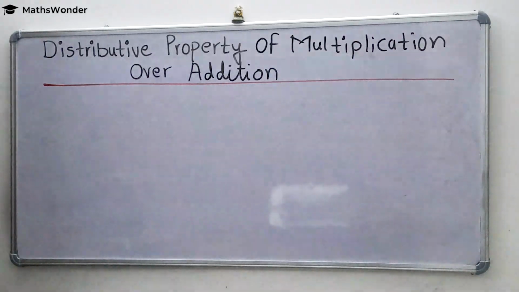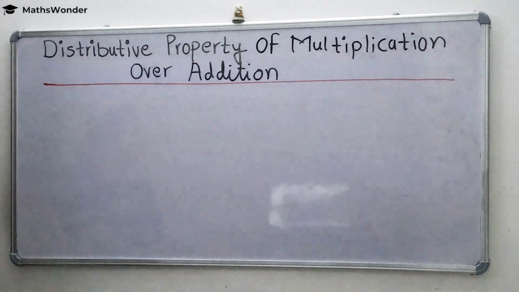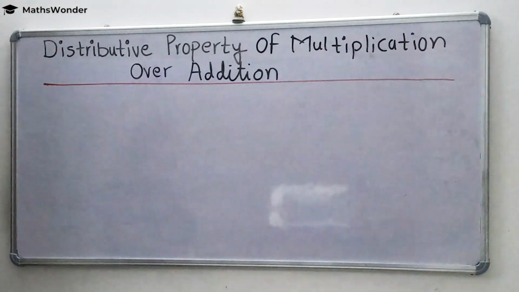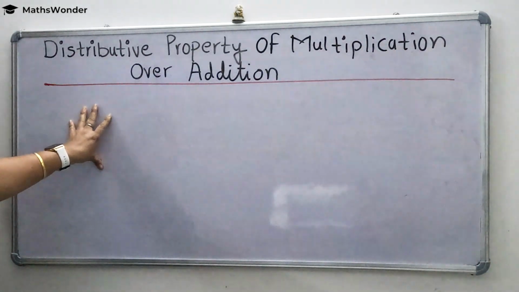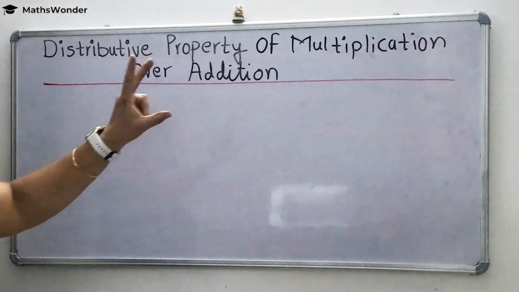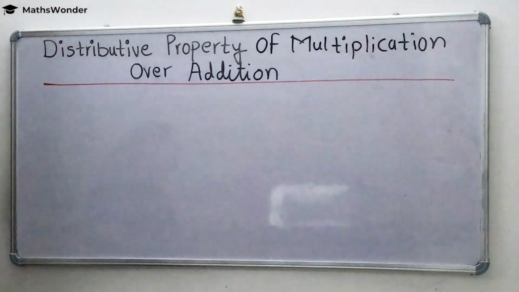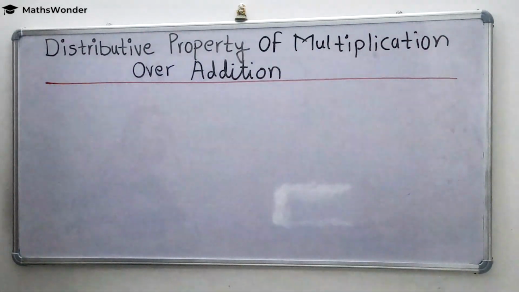Now the next property is very important, which is the distributive property of multiplication over addition. We have two formats of distributive property. One is distributive property of multiplication over addition. The second is distributive property of multiplication over subtraction. Because we have learned addition, subtraction and multiplication, that's why we can do distributive property easily here.